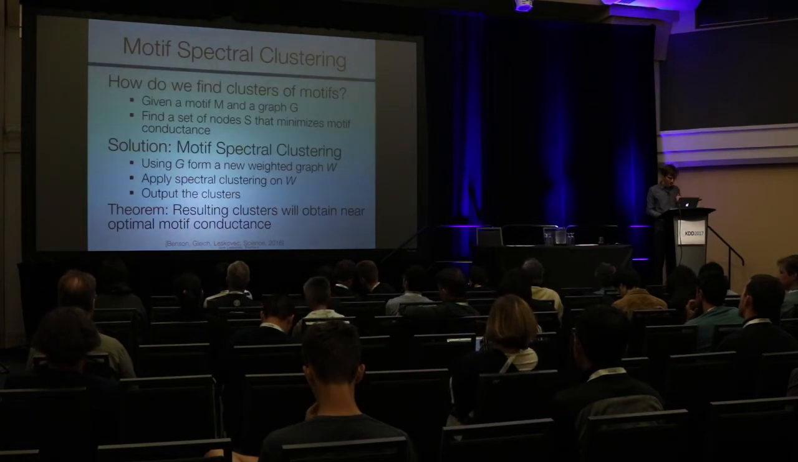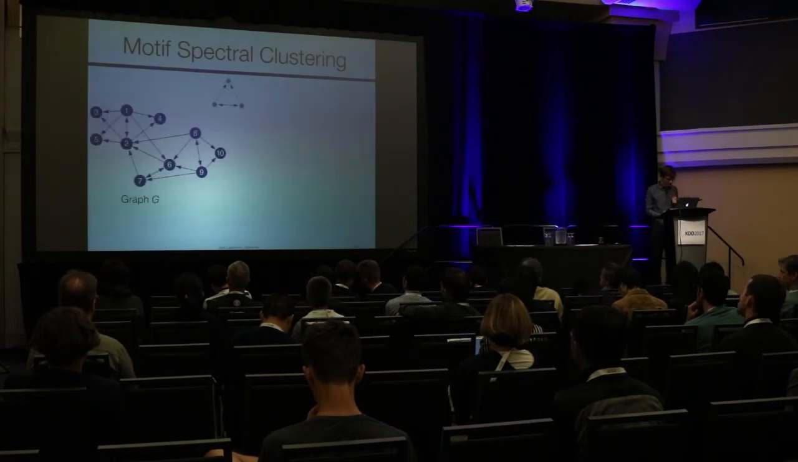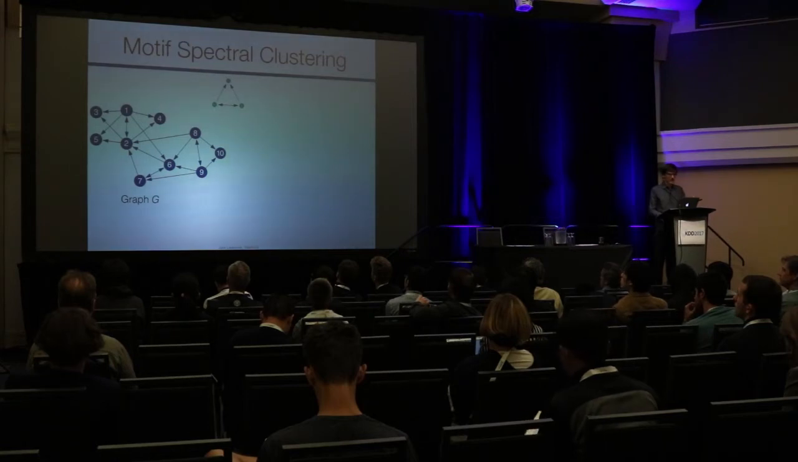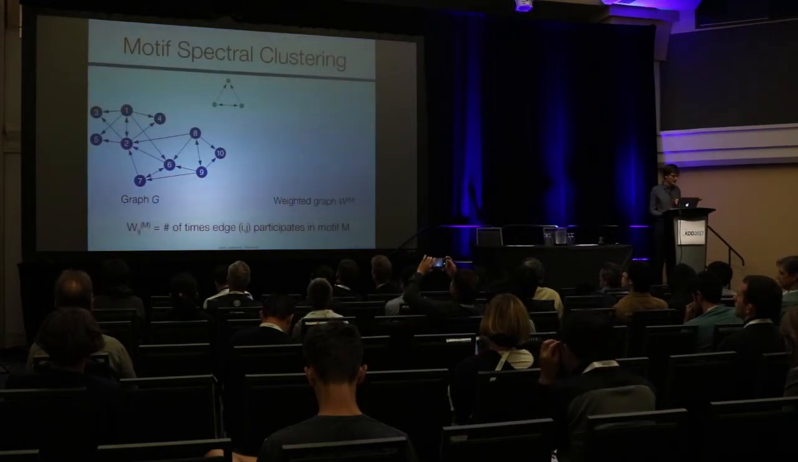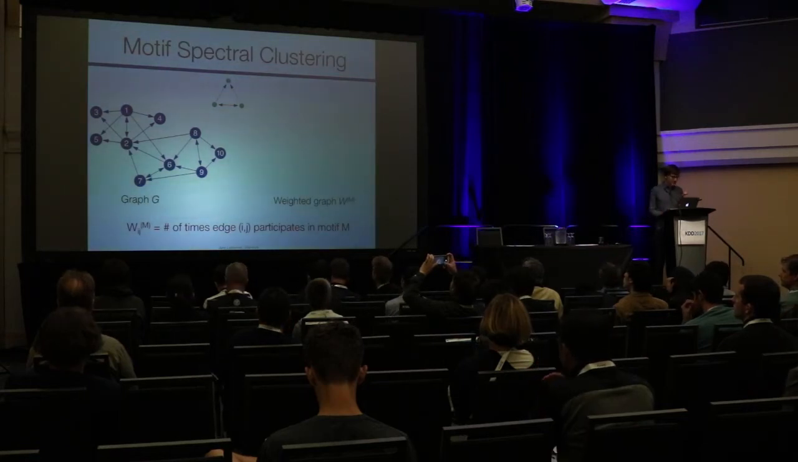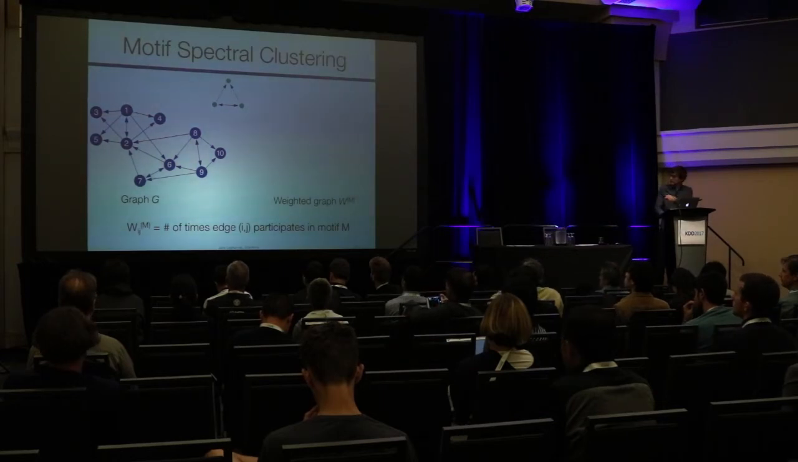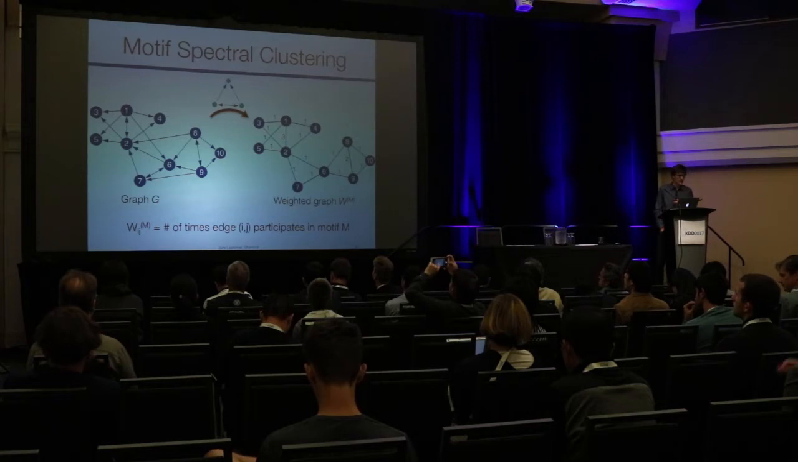So let me now explain to you how this will work. There are 3 steps to the algorithm. The first step is that we want to take this graph G and transform it into another graph W. The way we will do this transformation is that we'll take the graph G, which in this case is a directed graph, and transform it into a weighted graph W. The weight of every edge in this graph will be the number of times a particular edge appears in a motif of this type, the motif given to us by the user. Right? So for this particular graph, here is the weighted version of that graph.